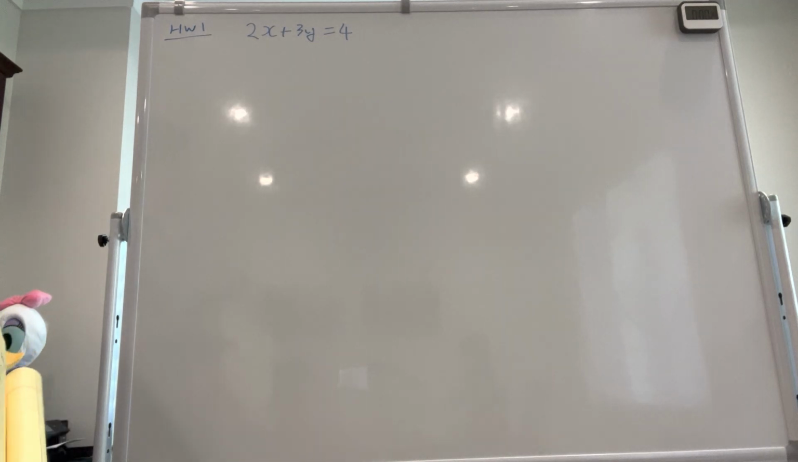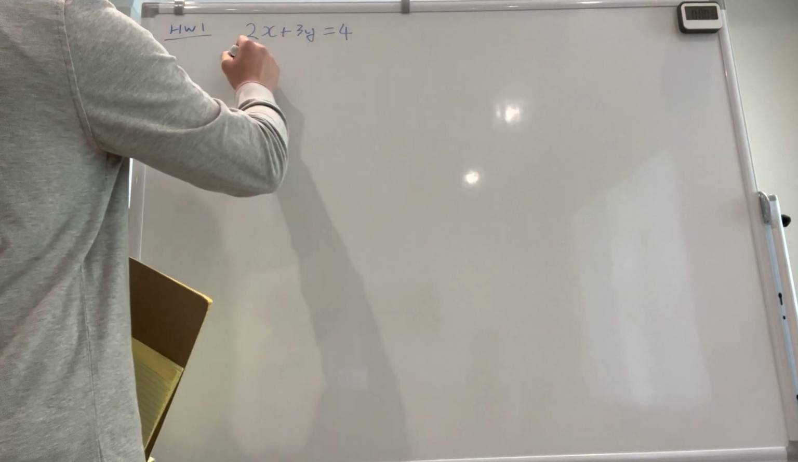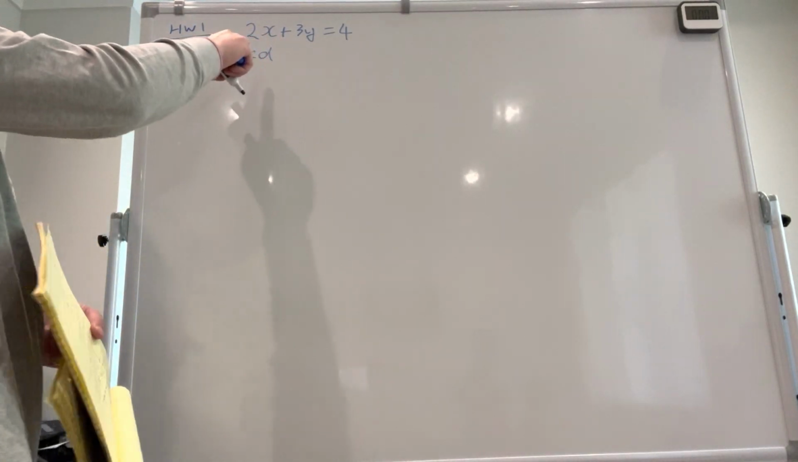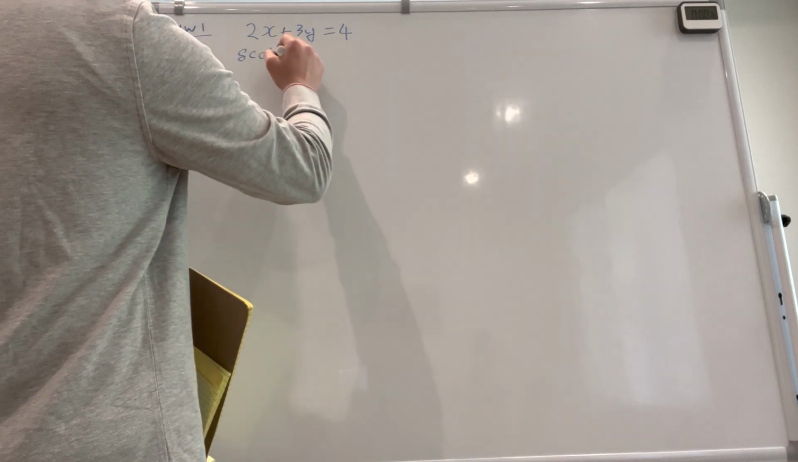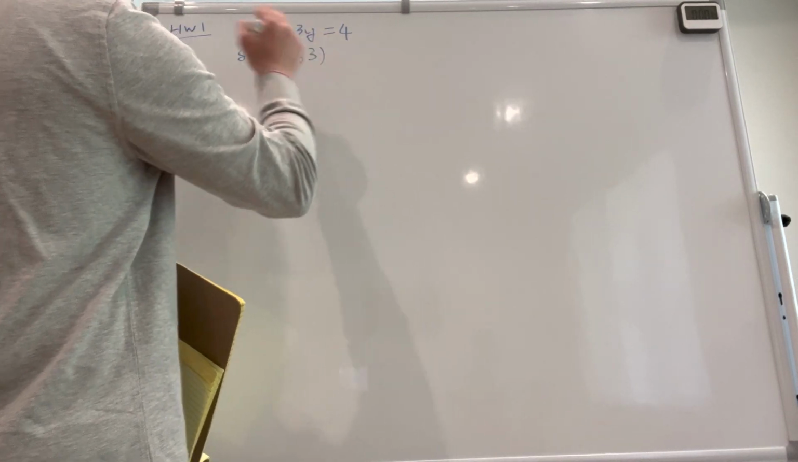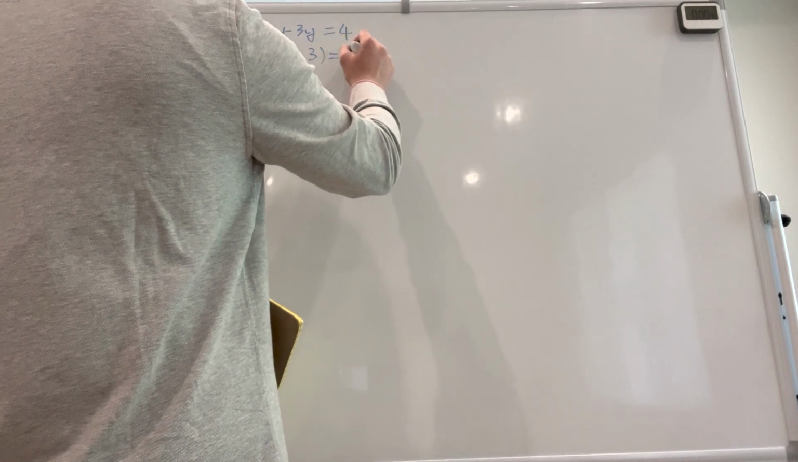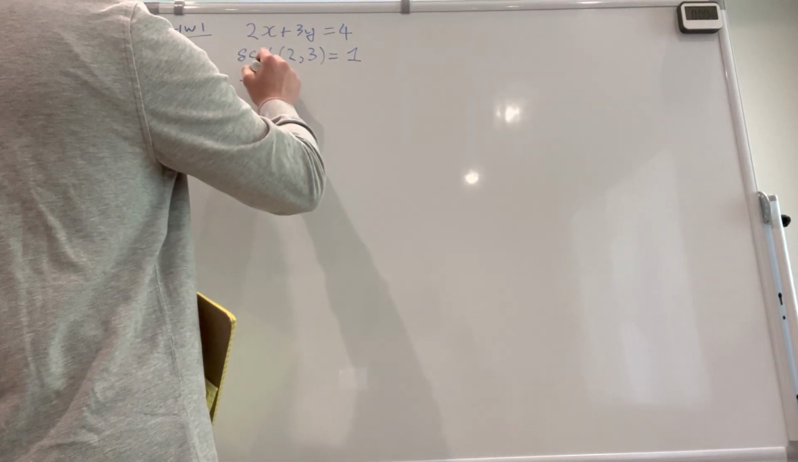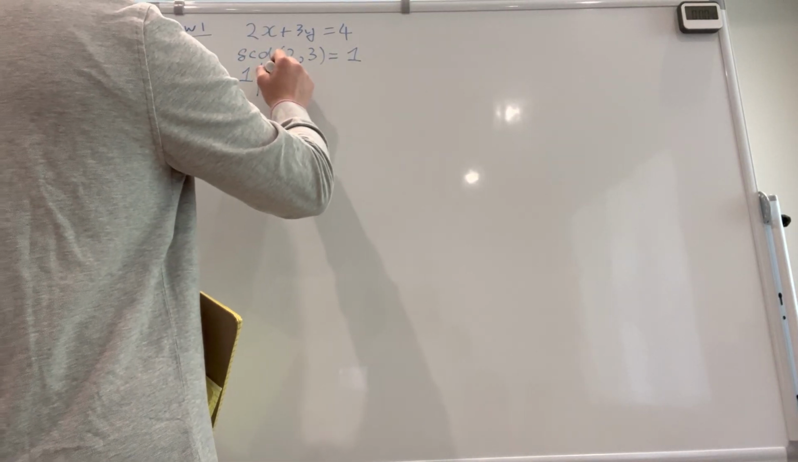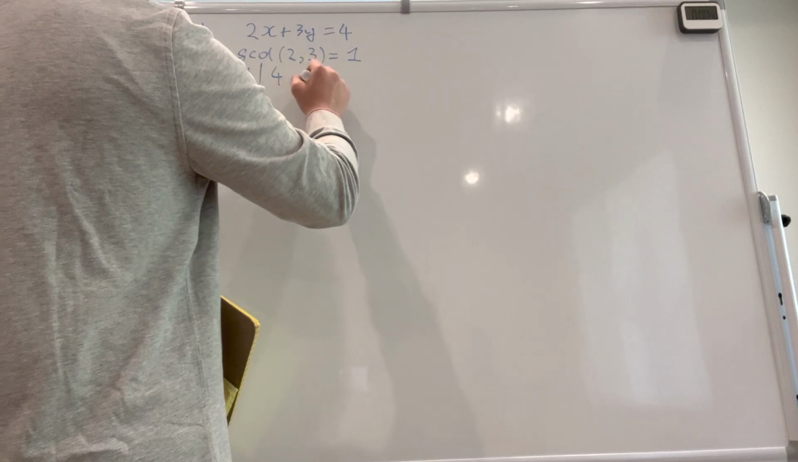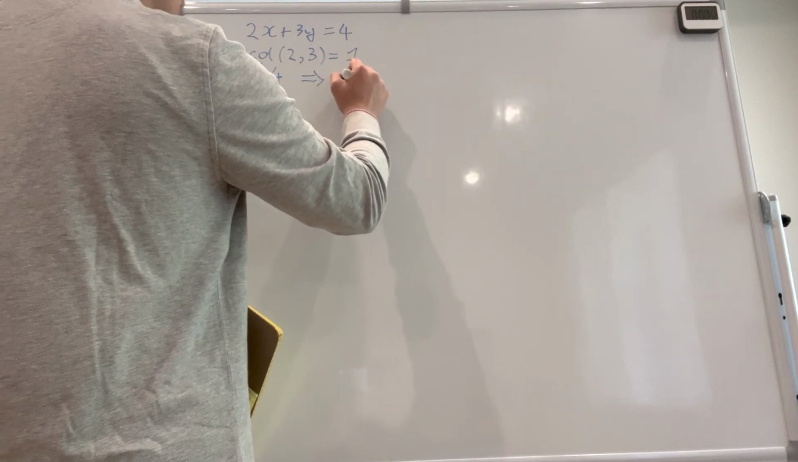The first step is to just find the GCD of the two coefficients, 2 and 3. What is the GCD of 2 and 3? William? 1. Okay. Then we know 4 is divisible by 1, which means we have many solutions.